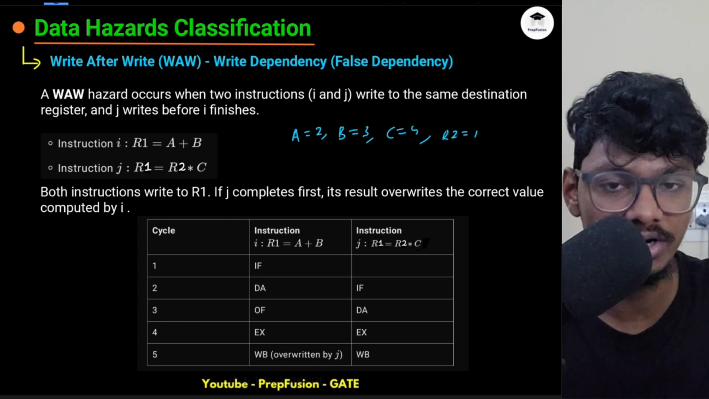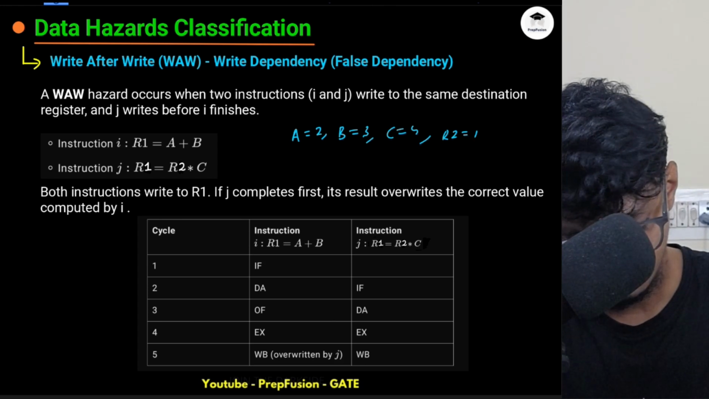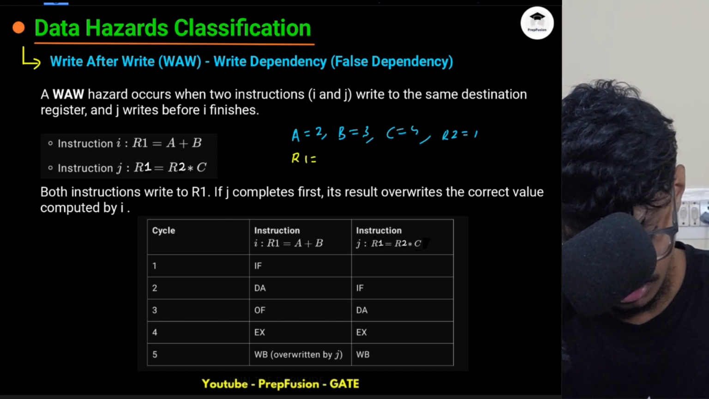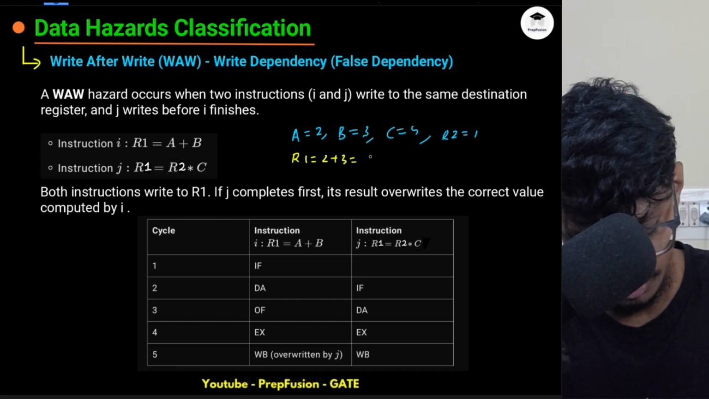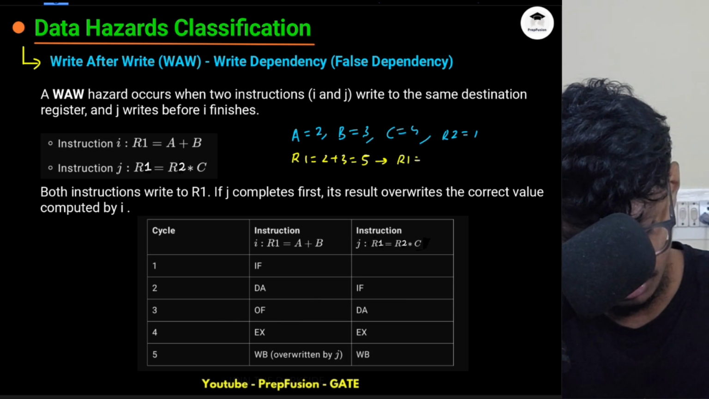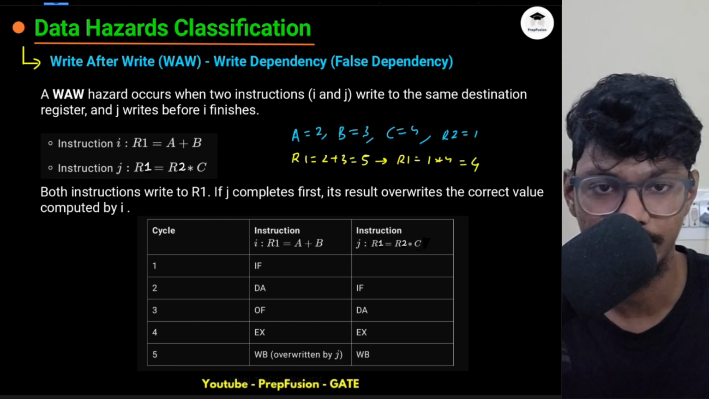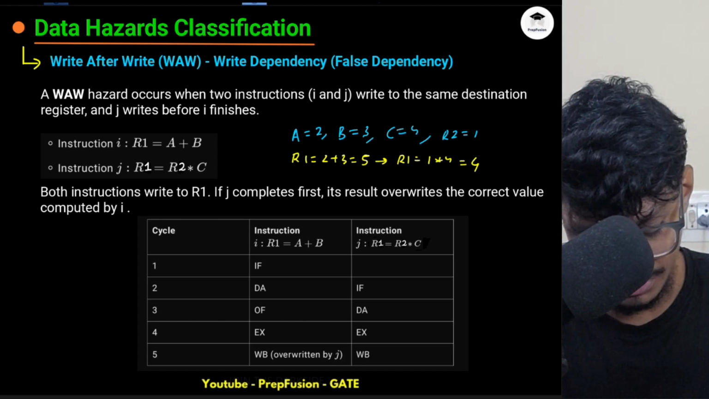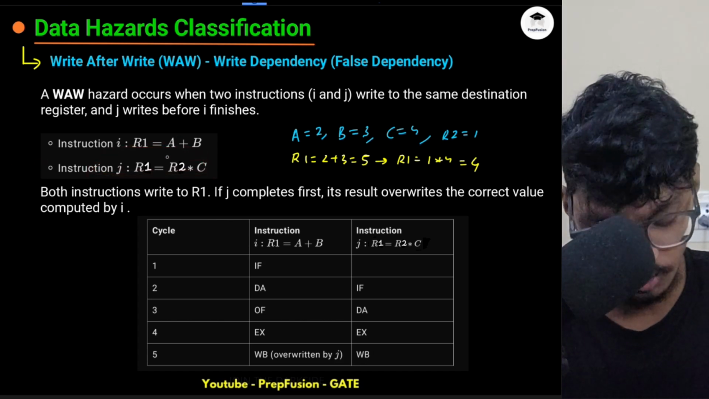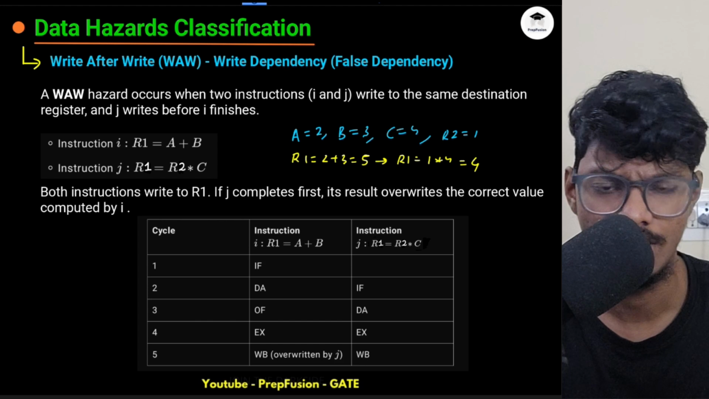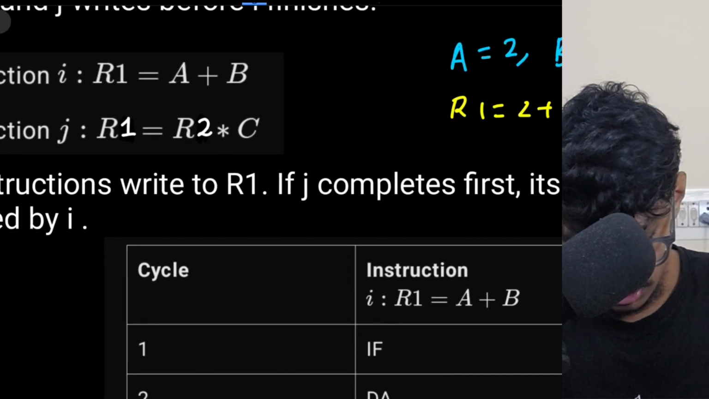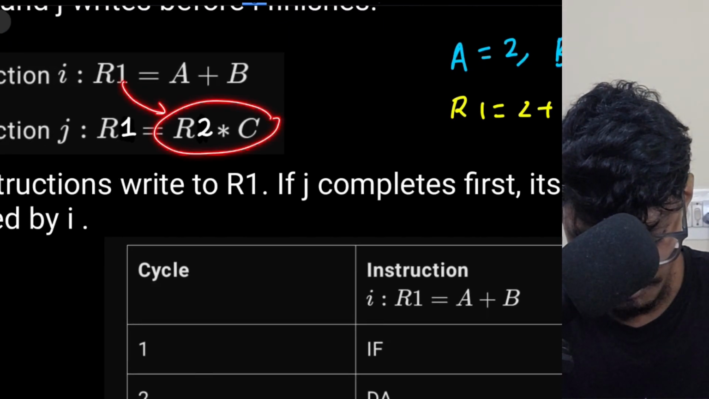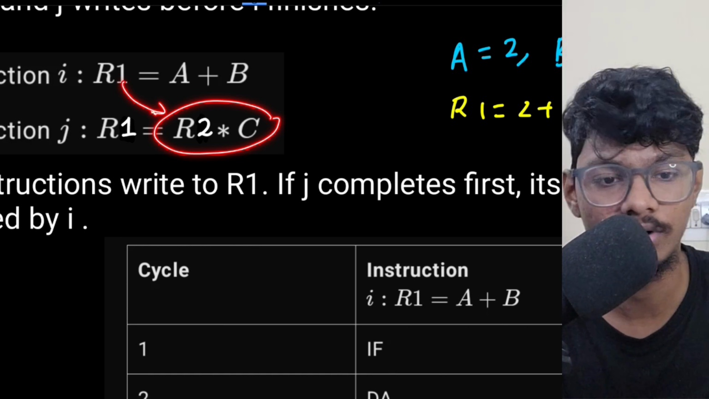Actually, I should have gotten R1 equals A plus B, that is 2 plus 3, which is 5. Then I should have updated R1 equals R2 into C. R2 is 1, into C is 4, that is 4, correct? Now tell me, pause the video and comment below: does this second instruction J need to wait for the previous instruction to calculate all this? No. Do I have any dependency previously? No, I don't have any dependency.